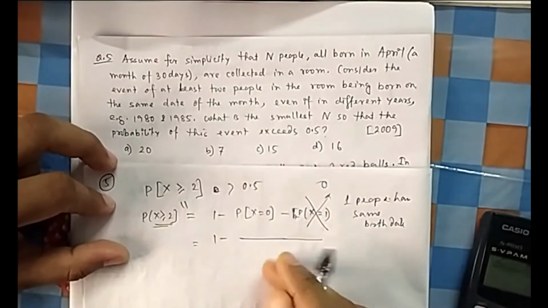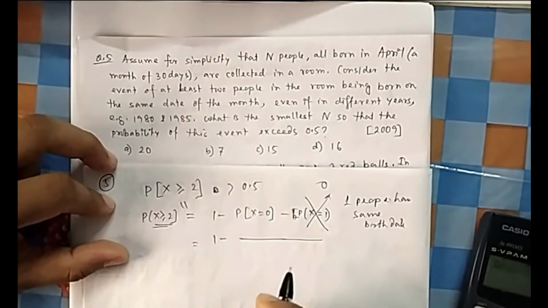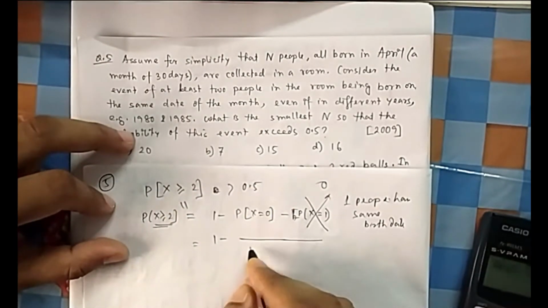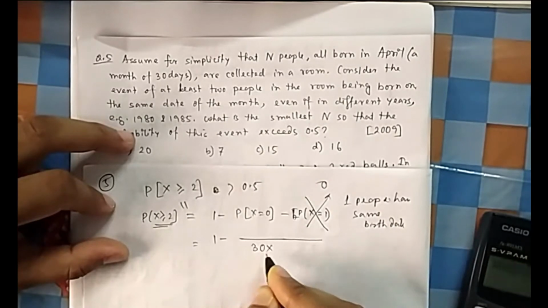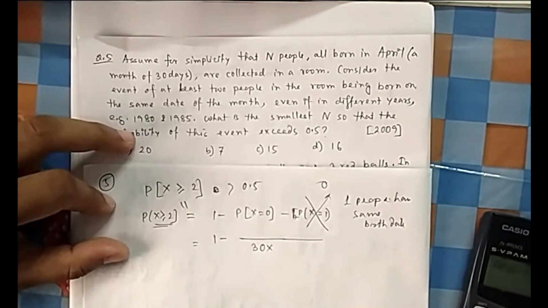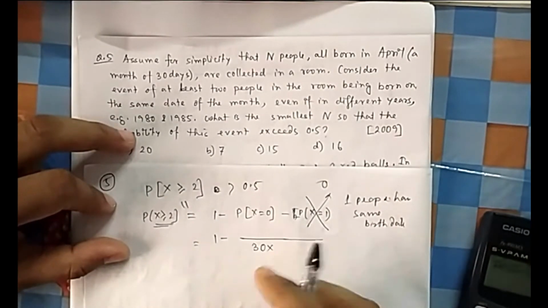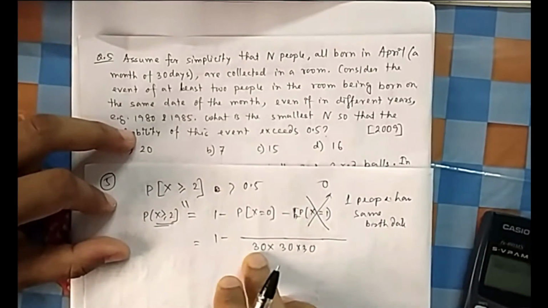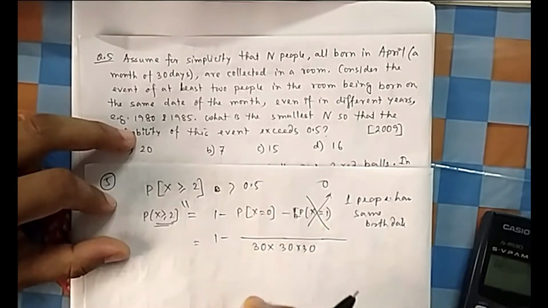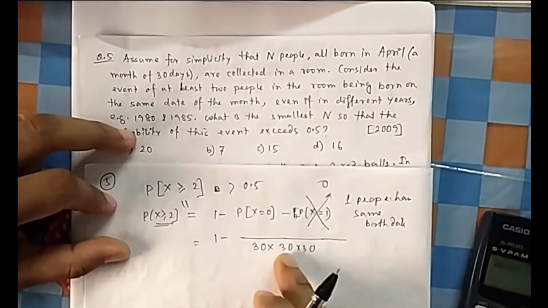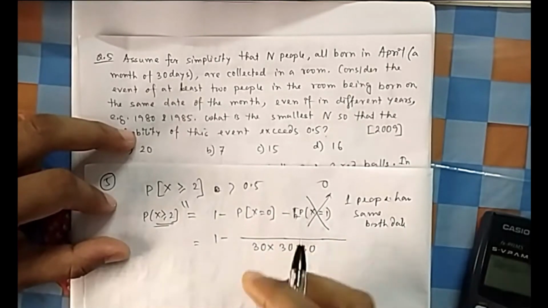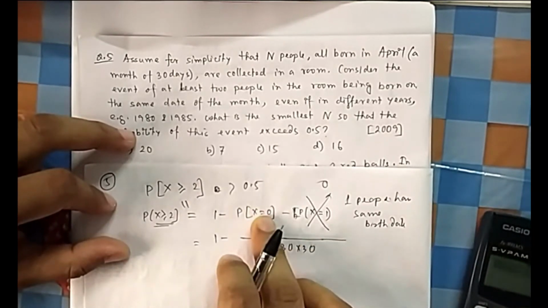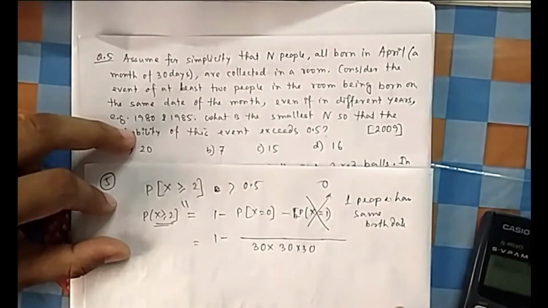Suppose there are 3 people. Let me not take n people, let me take 3 people only. For 3 people, the first person can take any birthday out of 30, that is 30C1, or you can think 30 total options. The second one also 30, the third one also 30. They can be born on any date between 1 and 30. This is the total, and in the numerator is the favorable. Favorable means no one should have a common birthday.